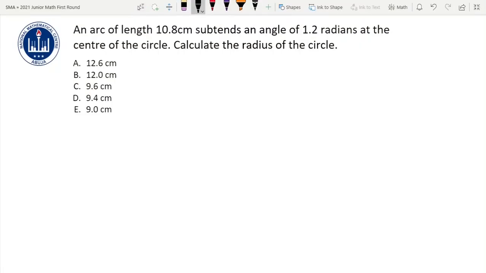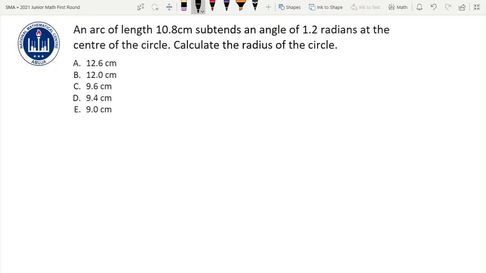In this video, we're going to solve question 21 of the 2021 Junior Mathematics Olympiad first round. The question goes like this. An arc of length 10.8 cm subtends an angle of 1.2 radians at the center of a circle. Calculate the radius of the circle.